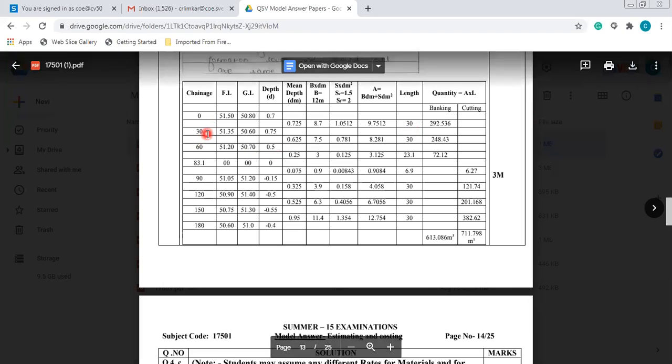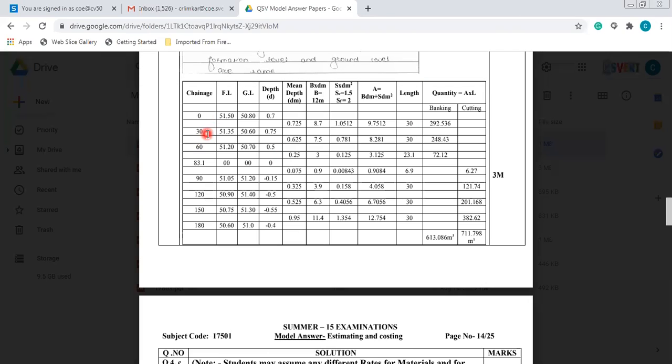The difference between chainage 2, that is the 30 meter chainage, and the 60 meter chainage is 30 meters. The difference between the next chainage, now it is 60 and here it is 83.1, is the unknown chainage you have determined. See the difference: it is just 23.1. Now the difference between the next point 83.1 and 90 is just 6.9.